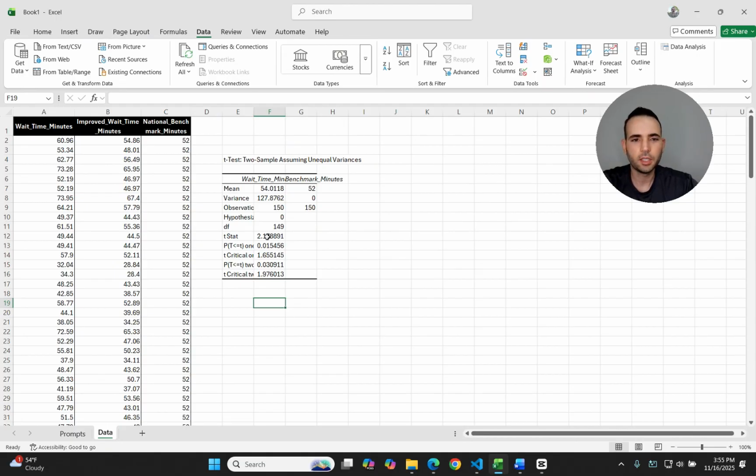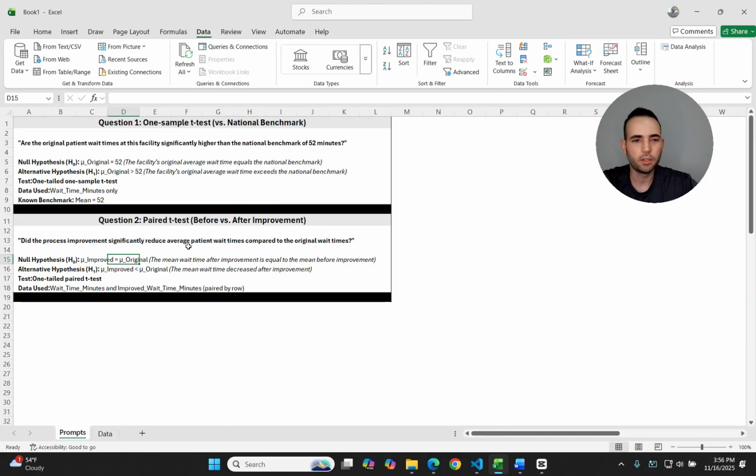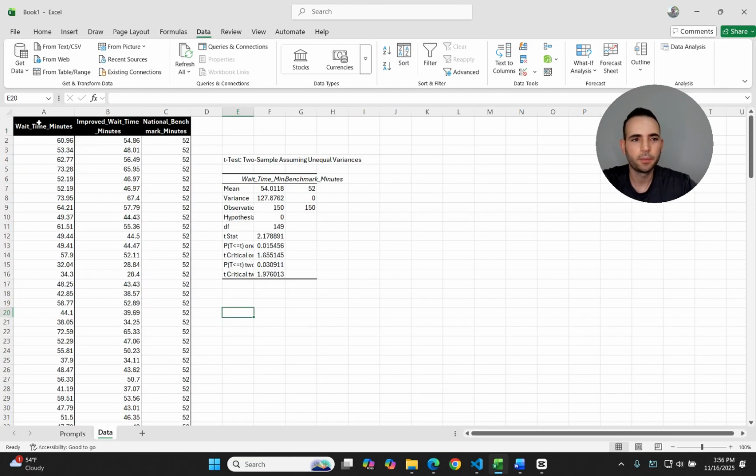So here you can see again that the p-value is less than 0.05, which means that we again reject the null hypothesis and prove that our wait time is higher than the national average. And for that, we look at the one-tail results versus the two-tail results. For the next question, we wanted to compare the before and after. So that one will be a little bit easier.